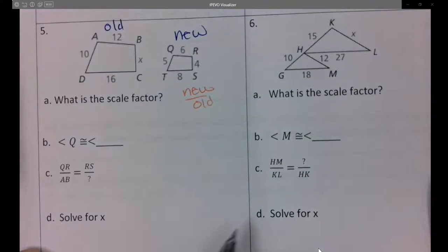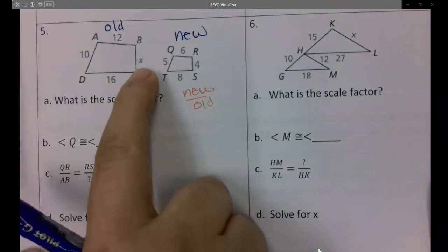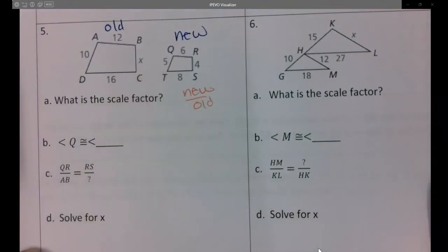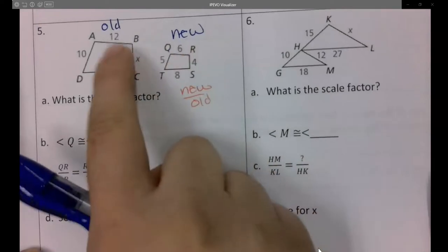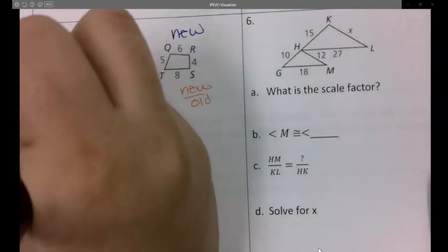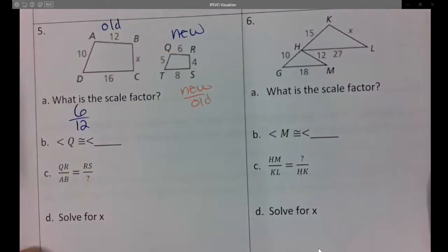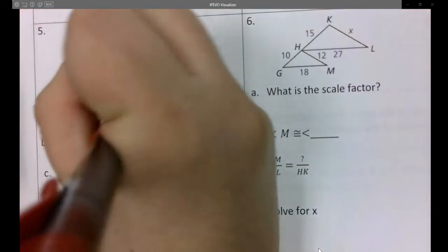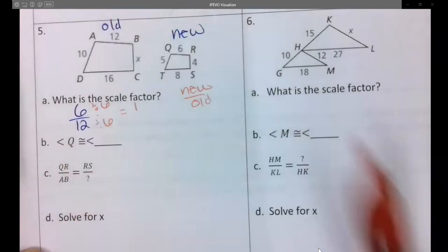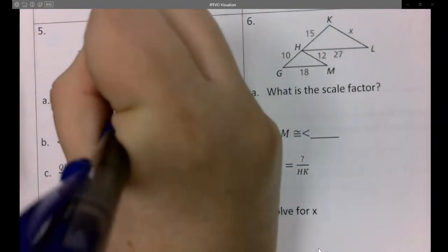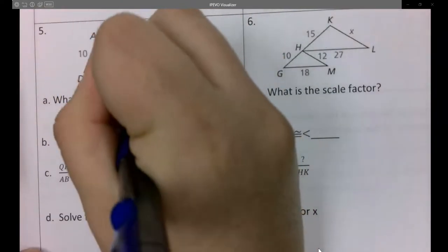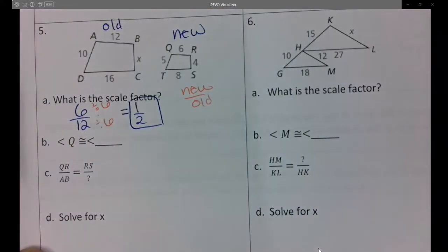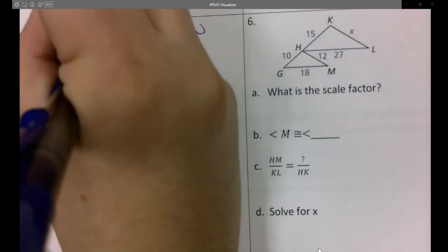So I want to take any of my side lengths except for the one that's going to pair up with the x and set it up as a fraction. So I'm just going to do RQ over BA. So I'm going to have 6 over 12, which I can simplify. Both of these divide by 6, which gives me 1/2 for my scale factor.